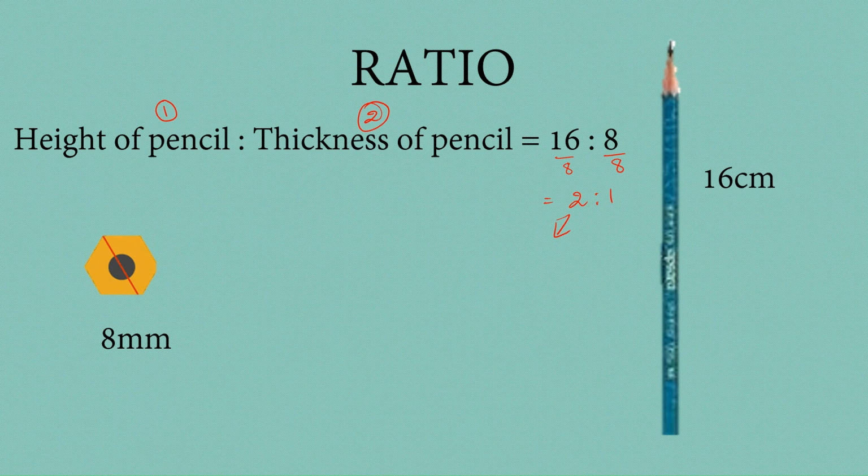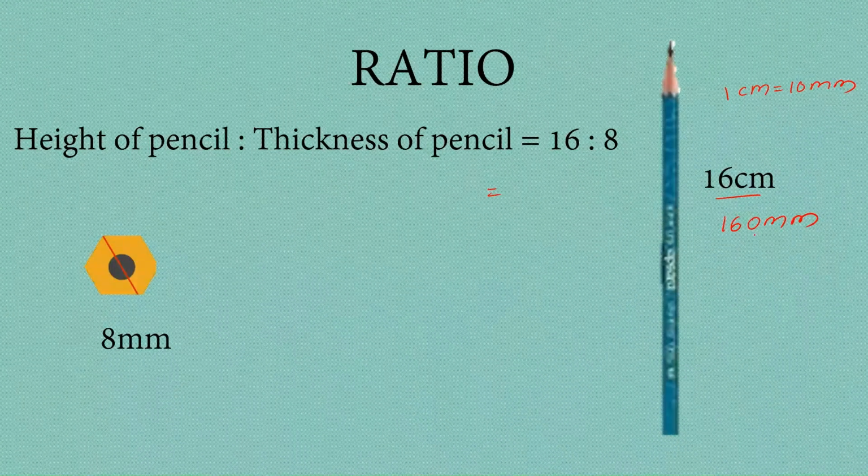Is this correct? No. Why is this not correct? See here, the thickness we have taken is in millimeters. We have taken 8 millimeters thickness of a pencil against the height of pencil which is given in centimeters. So they are not in same units. So this particular comparison is not valid. To write a ratio, first we have to convert them into same units. We know that 1 centimeter is equal to 10 millimeters. Using that, we can write 16 centimeters would be equal to 160 millimeters.